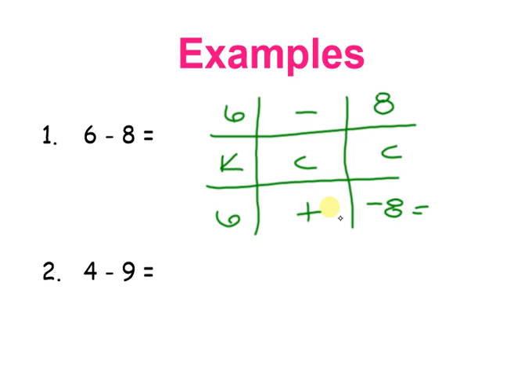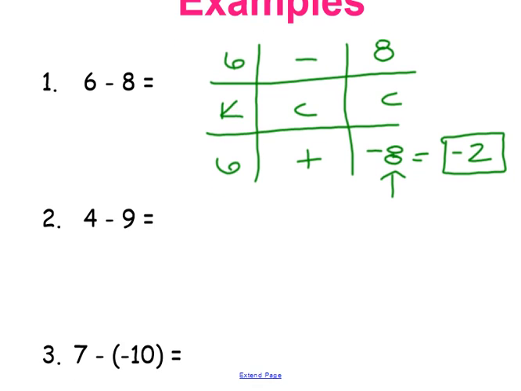Now, I have different signs, +6 and a -8. I'm going to ignore the signs, subtract the two numbers. 8 minus 6 is 2. In this case, the bigger number is 8, and so my answer will be negative, just like that, 8, and so the answer is -2.